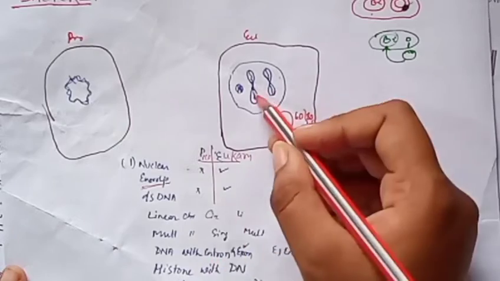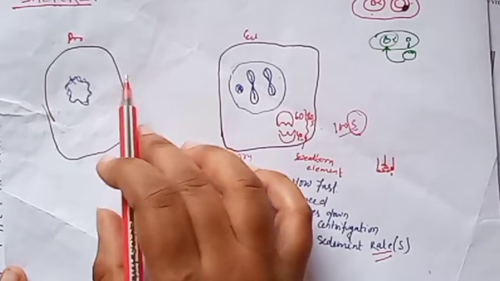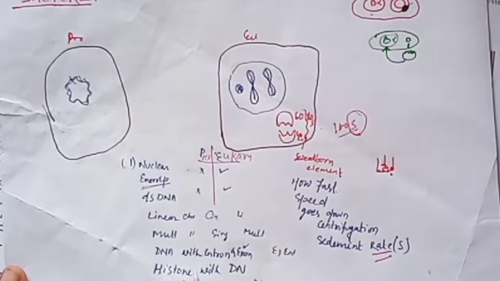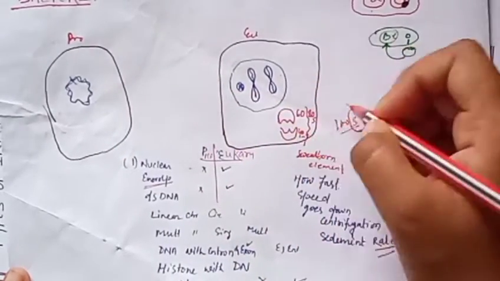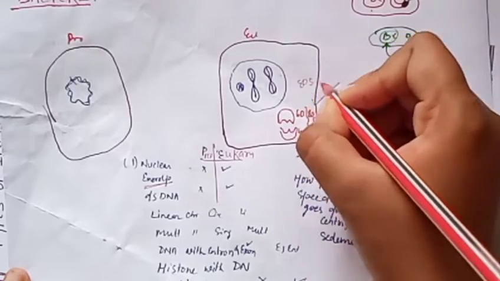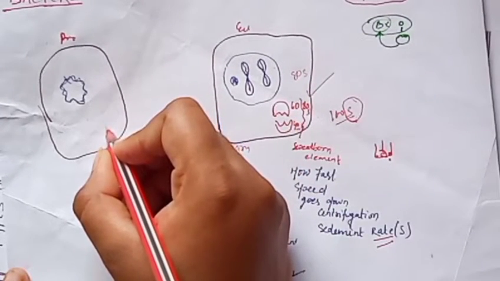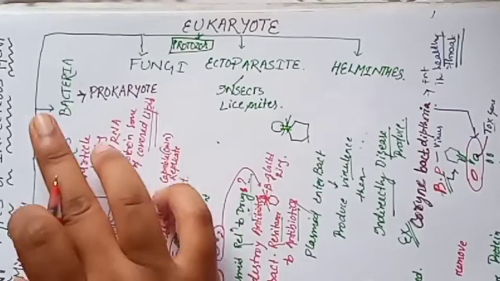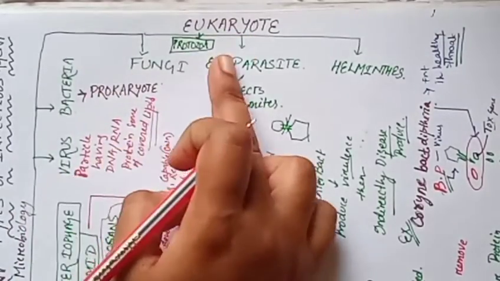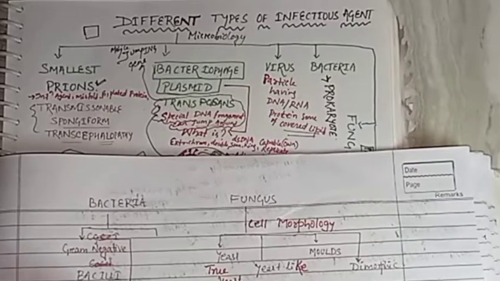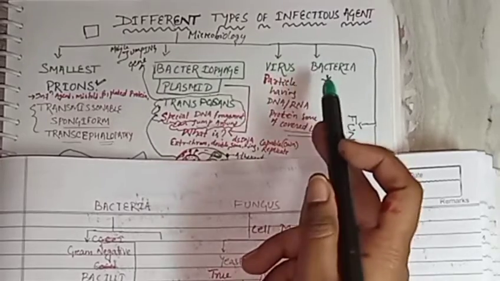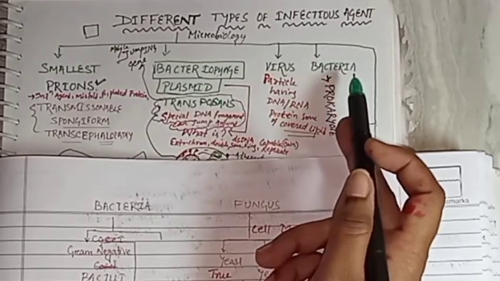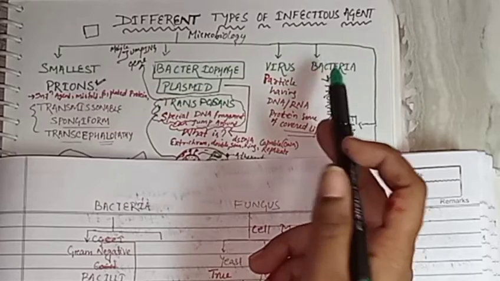Then DNA with histone. Here DNA with histone is not present, so there will be no histone. Then the nucleus is present here, here no nucleus is present. Then the ribosome is also present, which is 80S type, and in the prokaryote it is 70S type ribosome. Okay, these are the differences between eukaryotic and prokaryotic cells. Now, after discussing prions, bacteriophage-like structures and viruses, and also the prokaryote and eukaryote difference, we go towards bacteria classification.